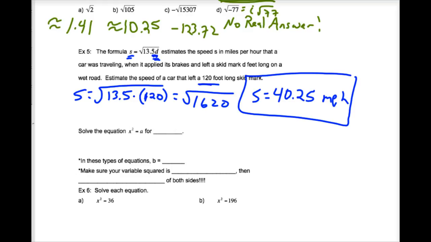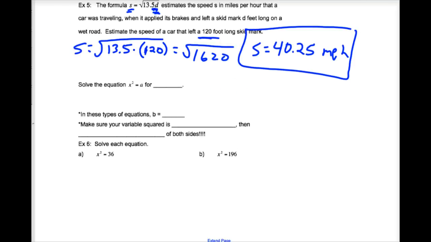All right, here's the deal. Now let's get to what most of your homework's going to be. Come on, we don't have much time left, guys. Let's say we wanted to solve the equation x squared equals a. What variable are we solving for? X or a? X. Which one is easier to solve for? We're going to solve it for x. I don't know what x is.